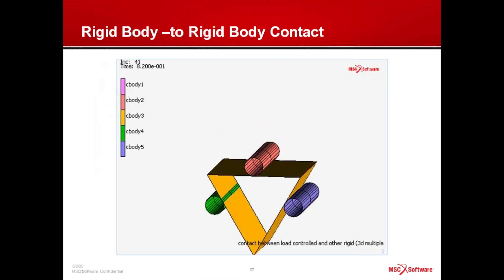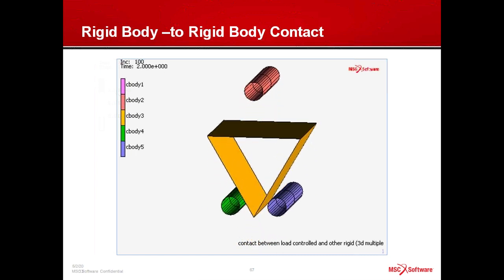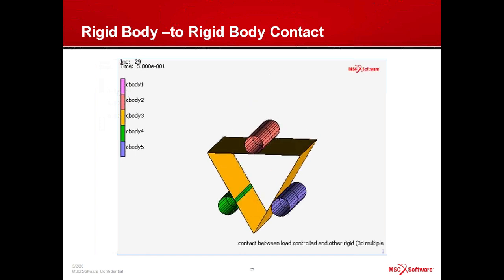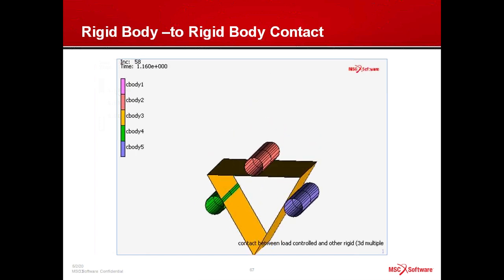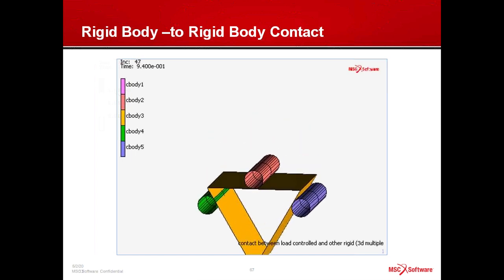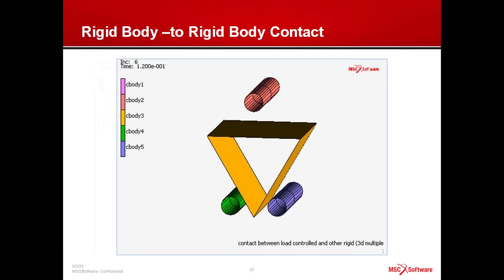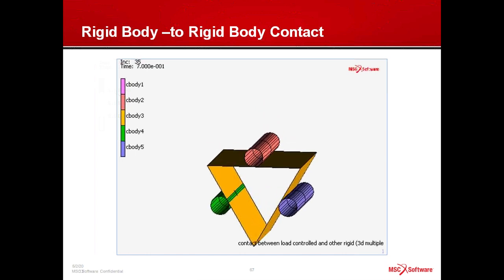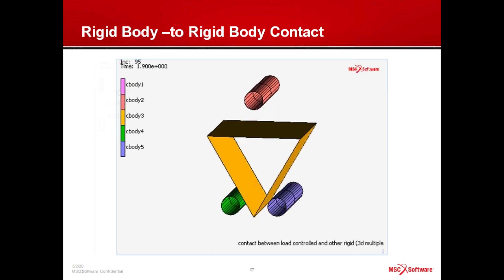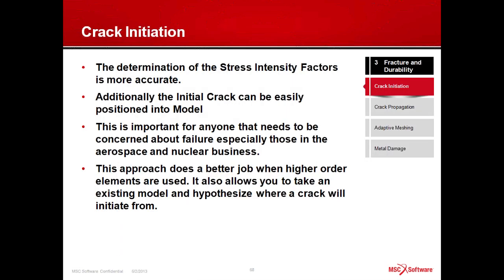Finally, there's one last piece of contact technology that's been introduced. This looks like an academic problem, but we can associate a node to a rigid body, and so now we can actually do rigid body to rigid body contact. The actual application is really, again, often in manufacturing processes. You want the process to stop when a particular tool comes in contact with another tool, and this can be easily modeled with this rigid body contact with node option.